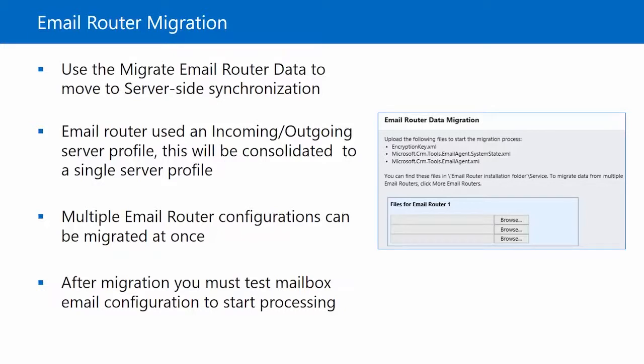Once you've completed the migration of the configuration information, you'll see all your mailbox records show up for the users. You can select all of them and do the test and enable all at once for all those mailboxes. You're then ready to change the processing settings to begin using the server-side synchronization and let things start flowing as normal.